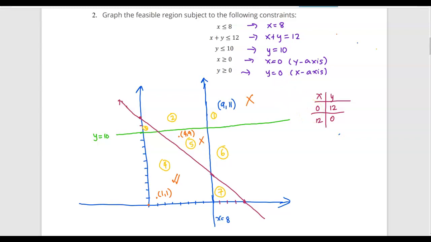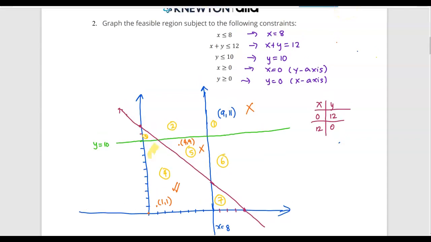So we can go ahead and highlight this region here as our feasible region. This is the feasible region. Region 4 is the feasible region.